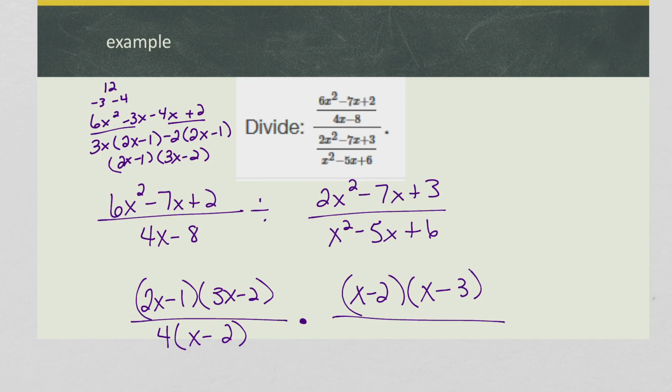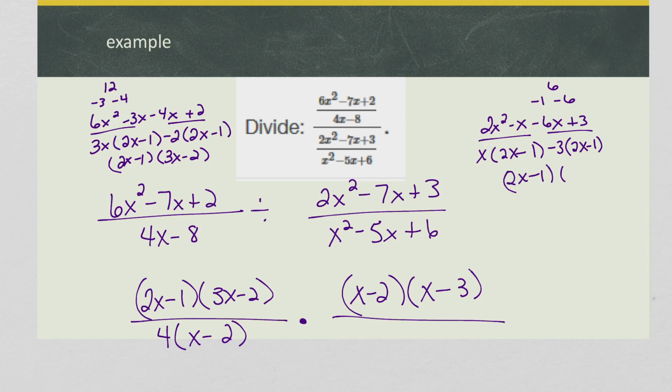All right, so 2 times 3 is 6. I want factors of positive 6 that add up to be negative 7, and that is negative 1 and negative 6. So I'm rewriting my middle term, and I'm going to factor by grouping. So I've got x, and then I've got 2x minus 1, and then I've got minus 3, and I've got 2x minus 1. So 2x minus 1 and x minus 3 is what that factors to be. So it goes down here, because we flipped it.